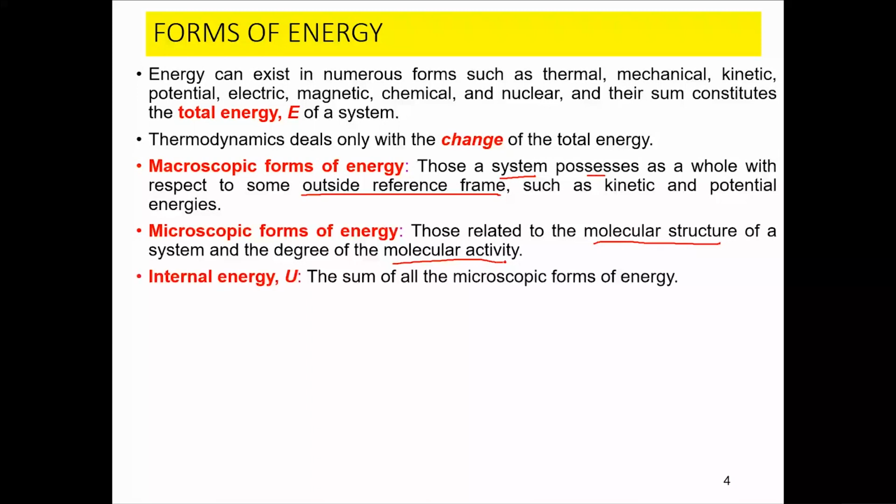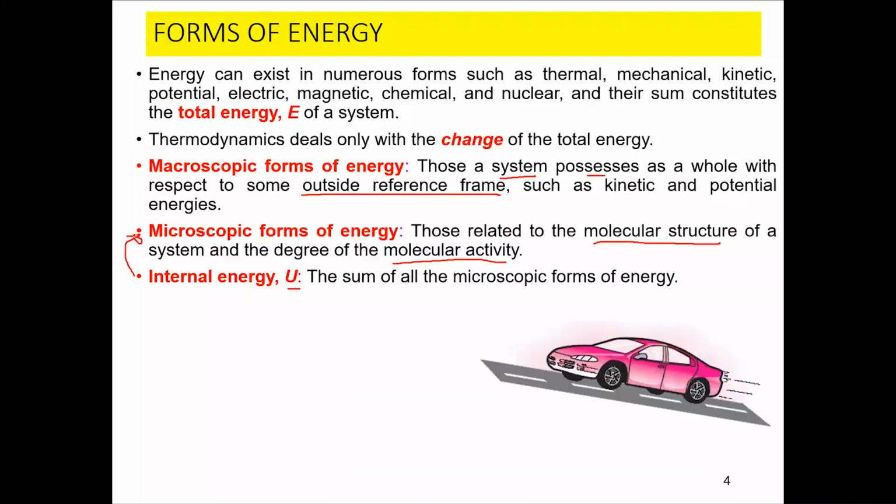So you define the macroscopic energy and the microscopic energy. Macroscopic energy is the energy of the complete system with respect to some outside reference, and the microscopic energy is related to the molecular activity. And the term assigned to the energy associated with molecular activity is internal energy. The symbol for that is U. Normally you represent the internal energy, which represents microscopic energy, by U.